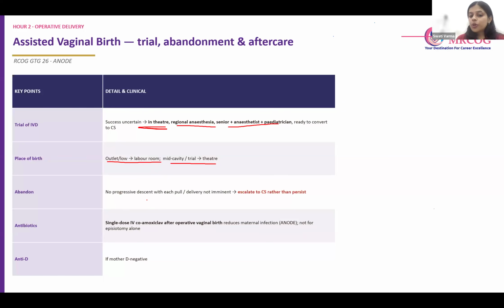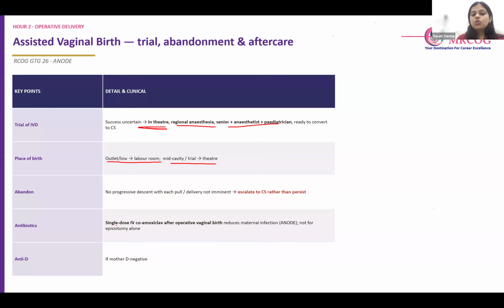Abandonment: when there is no progressive descent with each pull or delivery is not imminent, then escalate to cesarean section rather than switching the instruments and persisting with instrumental delivery. According to RCOG, it's safer to switch to second stage cesarean section as compared to switching instruments, unless competent operators are there and they think that instrumental delivery is very imminent.